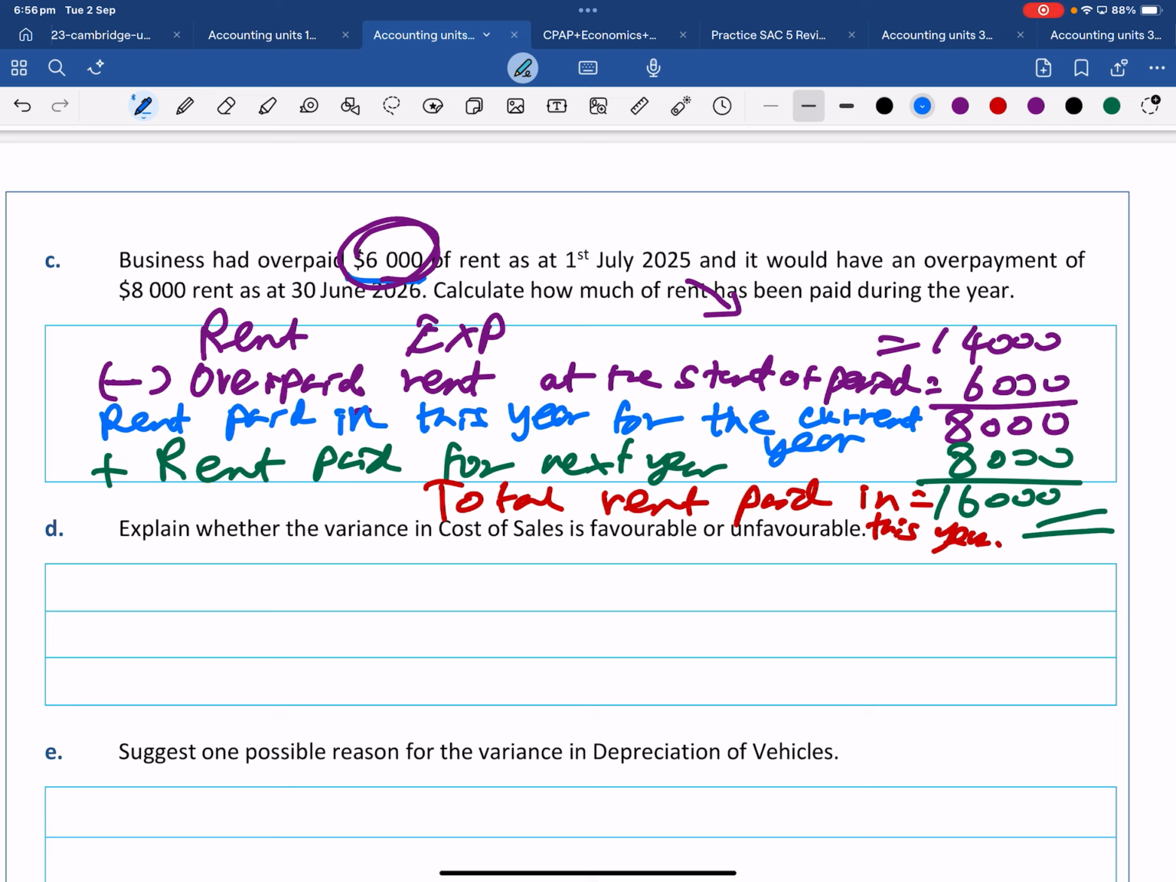Okay, guys, any other questions with this one? Yeah, this is the one, Alston, you asked me. Part D, cost of sales, favorable or unfavorable? What is it then? Favorable. Cost of sales, let's write it. Cost of sales is favorable.